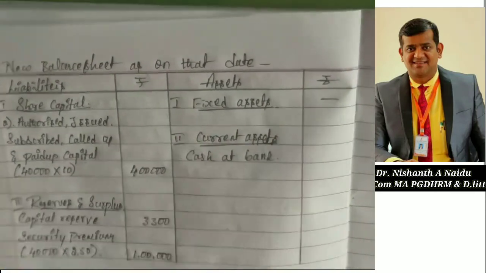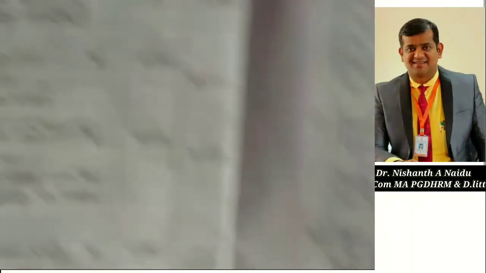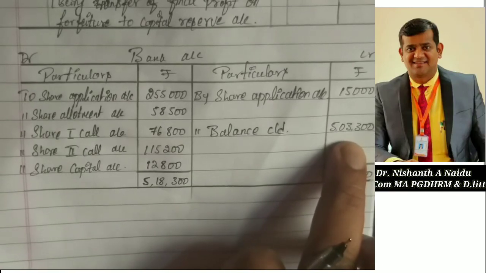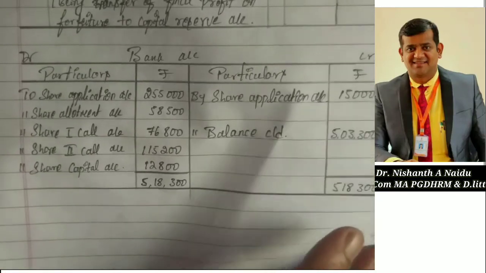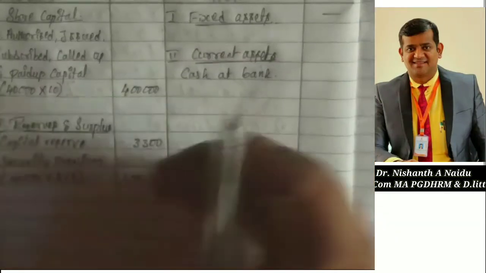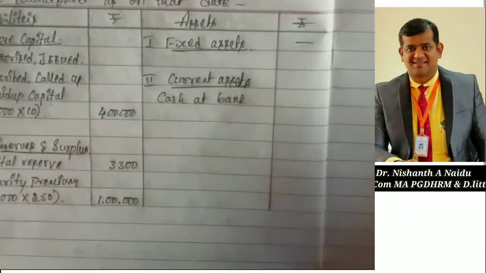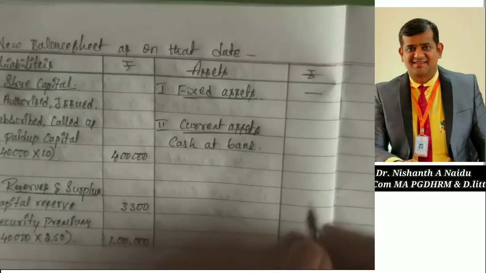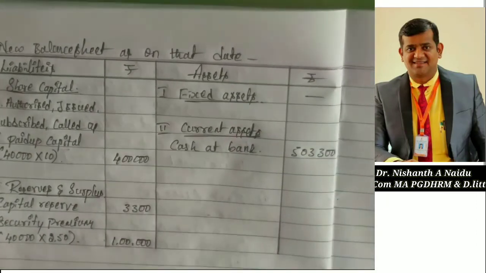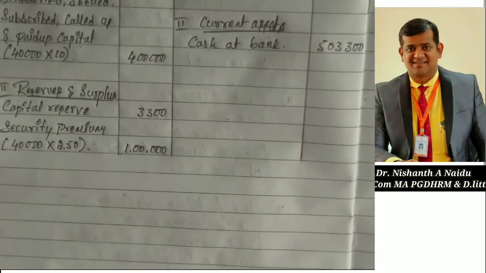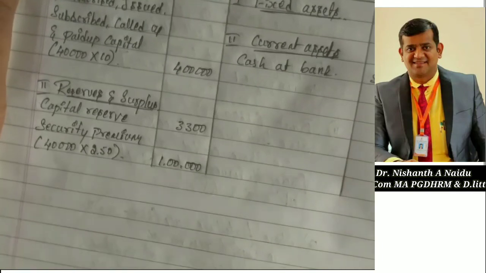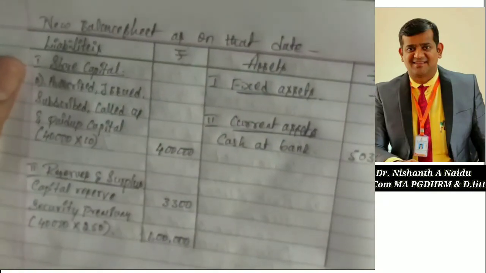So which we have calculated just now in preparing the bank account. Balance carried down 5,03,300 rupees. So write down cash at bank is 5,03,300. So now total this table. So check the total, how much you are going to get.